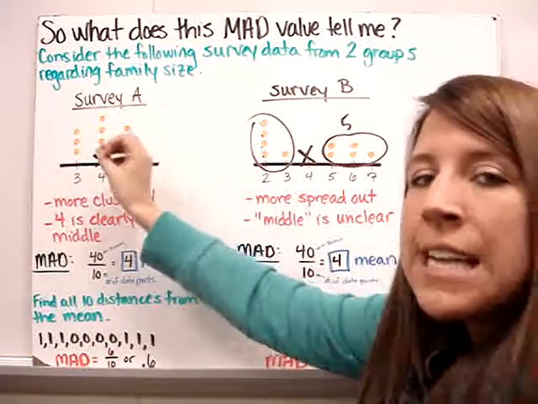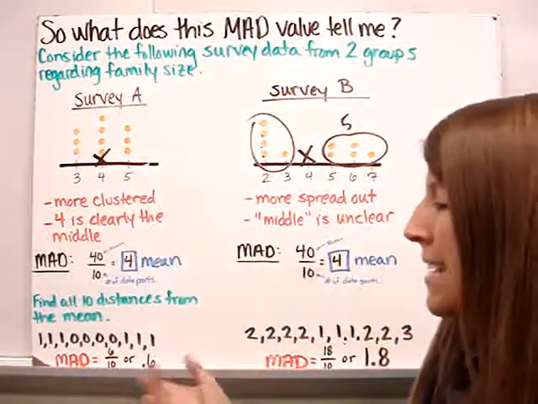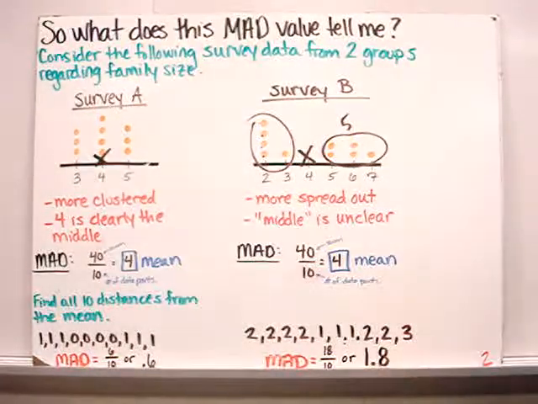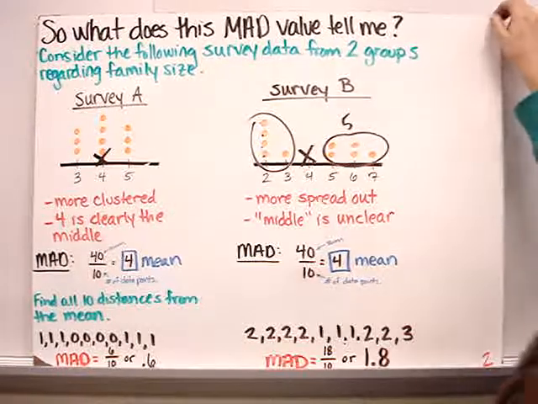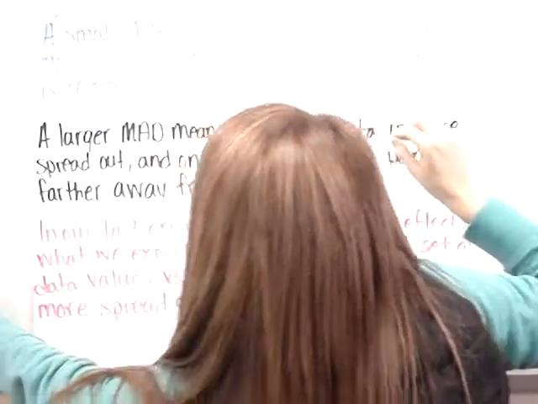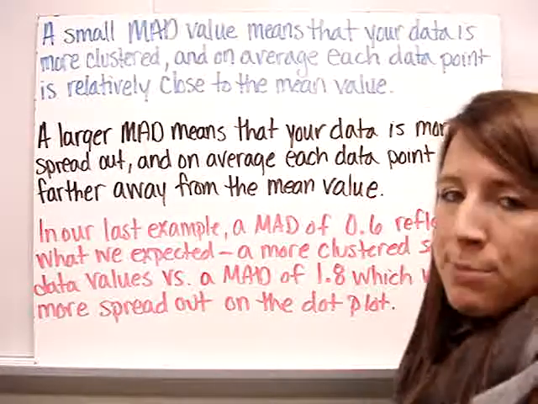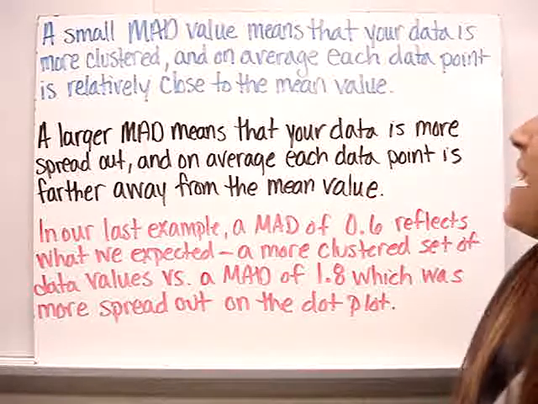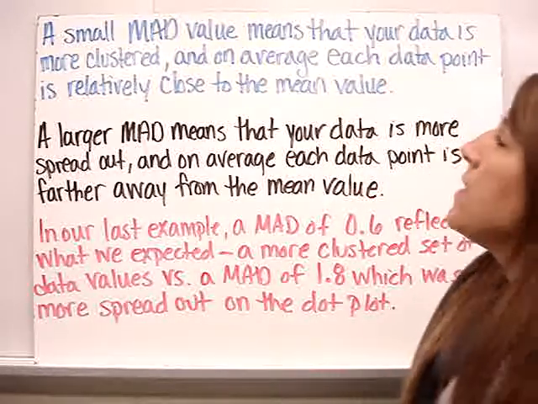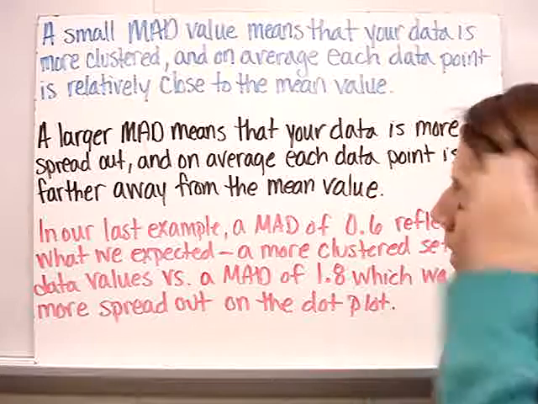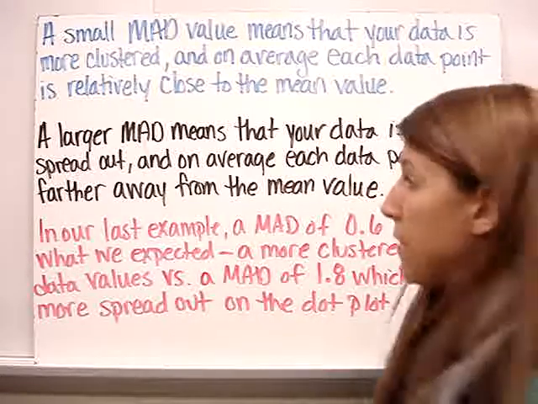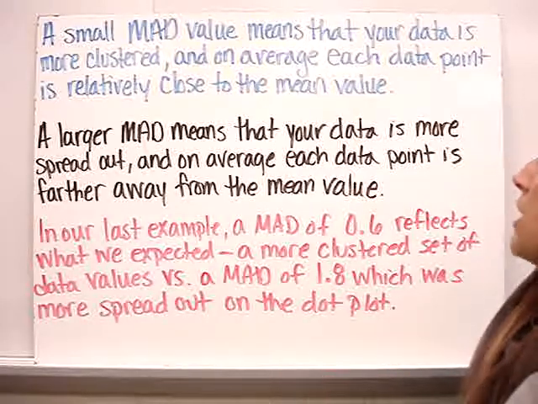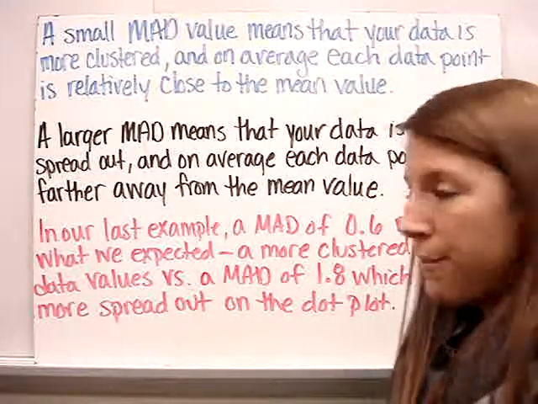Notice, this data is more clustered. The MAD is smaller. This data is more spread out. The MAD is larger. A small mean absolute deviation value means that your data is more clustered, and on average, each data point is relatively close to the mean value. A larger mean absolute deviation means that your data is more spread out, and on average, each data point is farther away from the mean value.